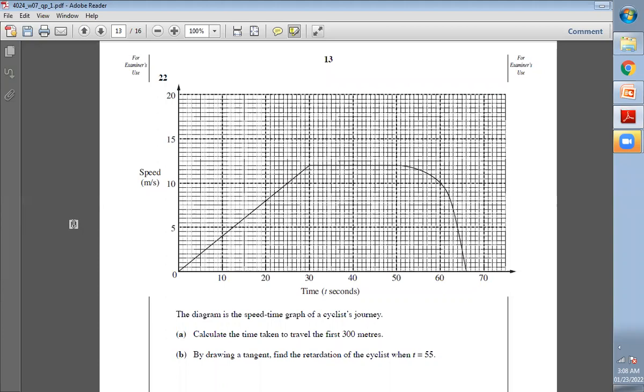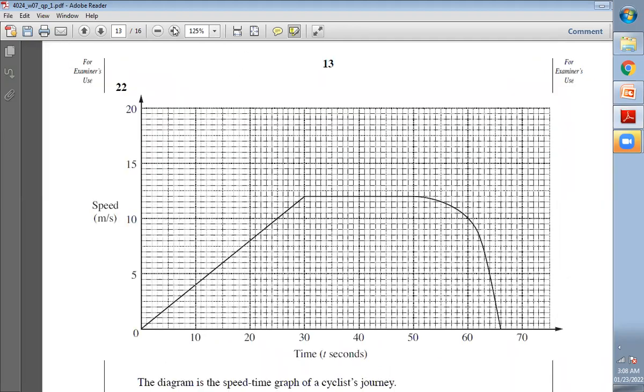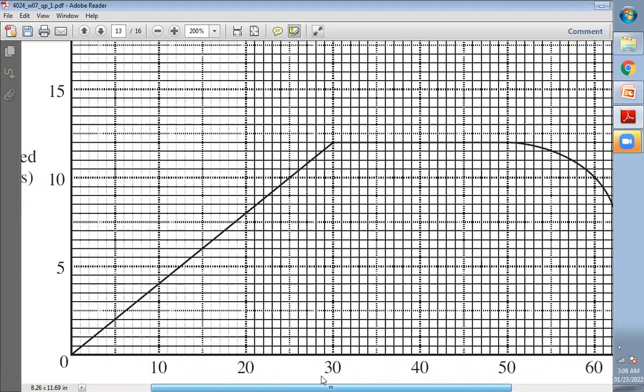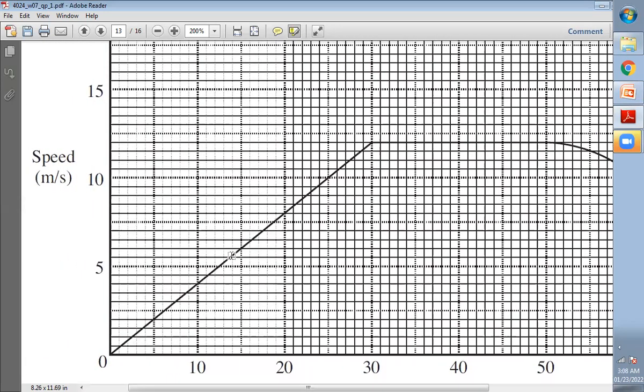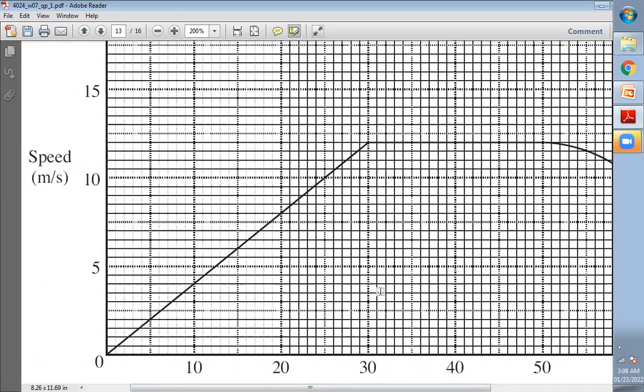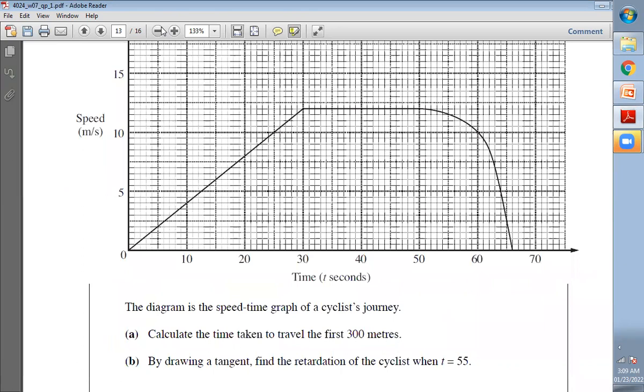The diagram is the speed time graph of a cyclist's journey. Calculate the time taken to travel the first 300 meters. You see here, let me do this. This is the speed time graph, and the speed time graph goes like this, and then it goes down. So up to 30 seconds, how much distance is covered? It's a triangle, so you can find the area. And how much distance is covered here? It's a rectangle, and you can find the area by the formula length into width. So let me show you. It's a tricky question.